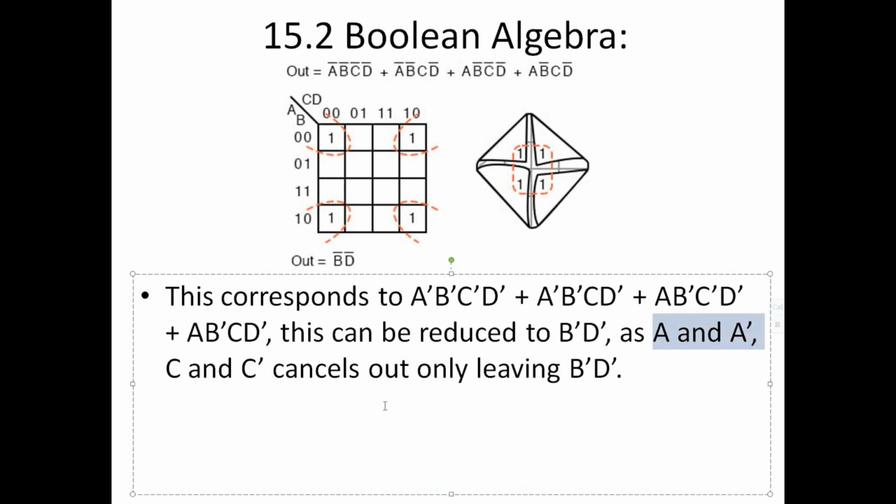As A and A bar would cancel each other out, as well as C and C bar would also cancel each other out, only B bar and D bar would be left. We don't have a B anywhere in the mix, otherwise B bar would have also been cancelled out. We have two A bars and two A's which can cancel each other out. Similarly, we have two C bars and two C's that will cancel each other out, leaving only B bar and D bar.